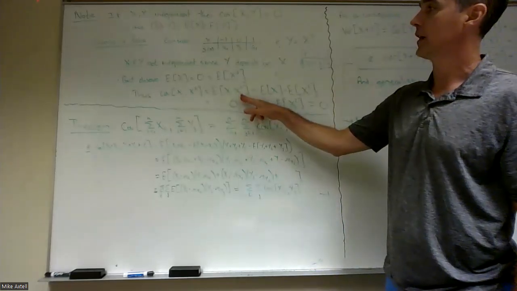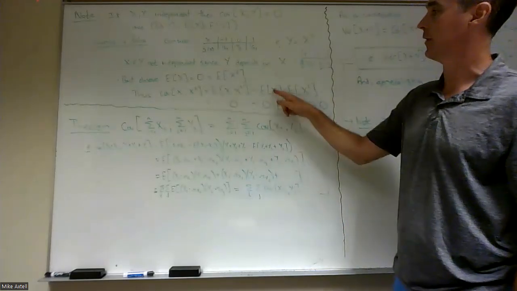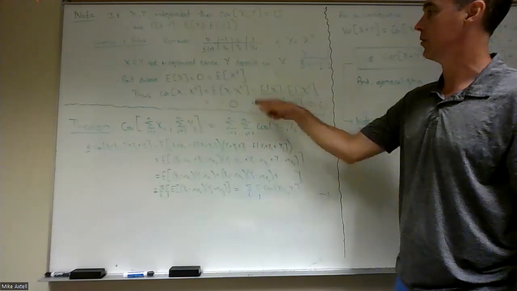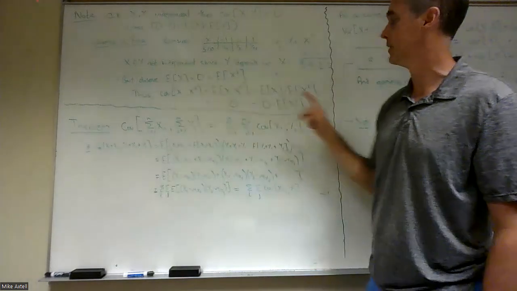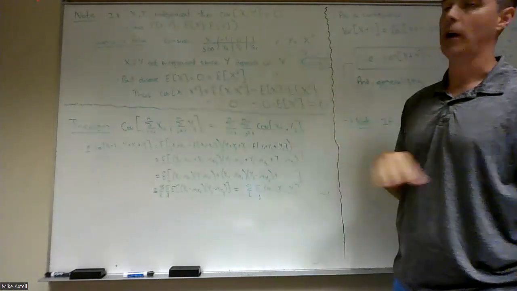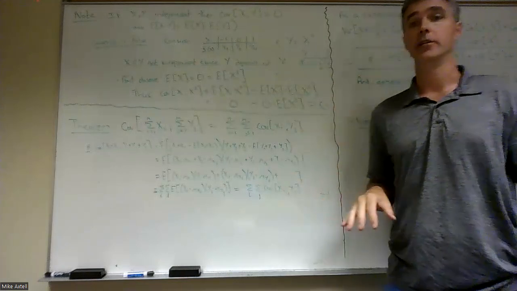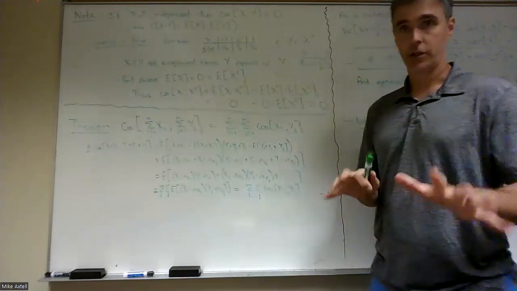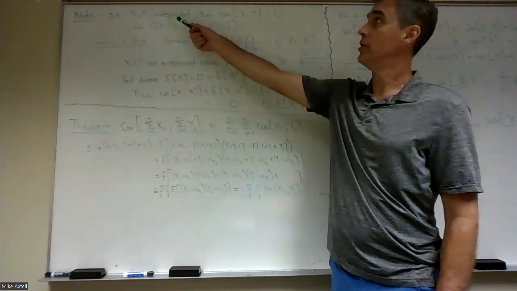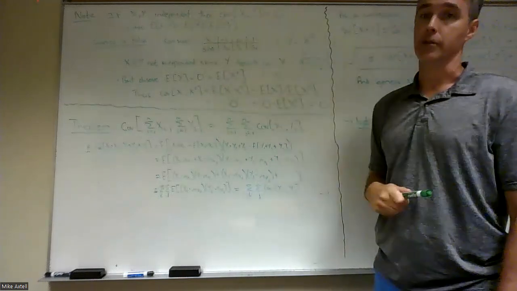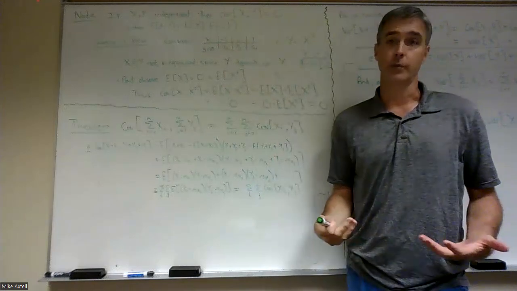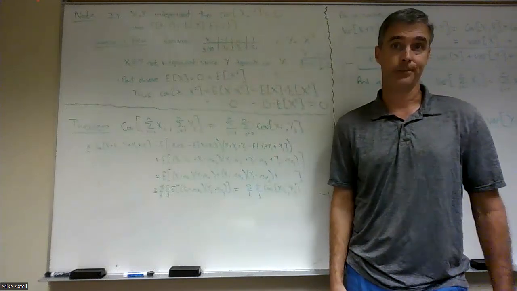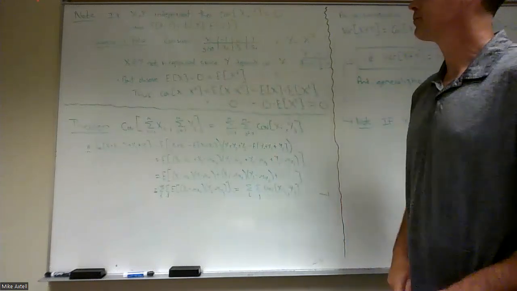Now, the expected value of x cubed, we just said was 0. The expected value of x, we just said was 0. So that whole value is 0. So we get the covariance of x and y is equal to 0, but x and y are most definitely not independent. So just to recap that, if x and y are independent, you know the covariance is 0. But if you find the covariance of 2 variables is 0, it doesn't mean the 2 variables are independent of each other.